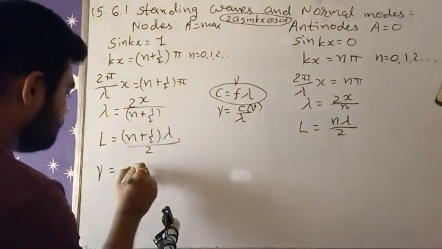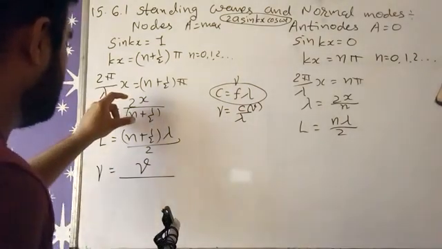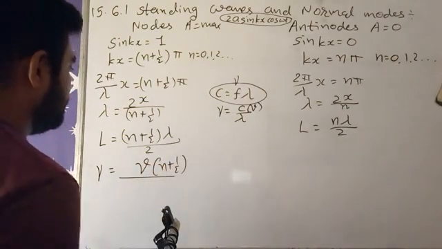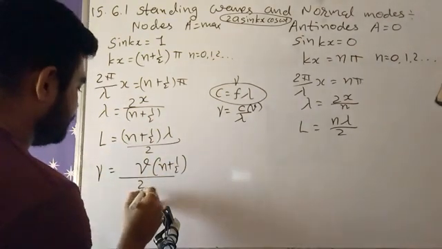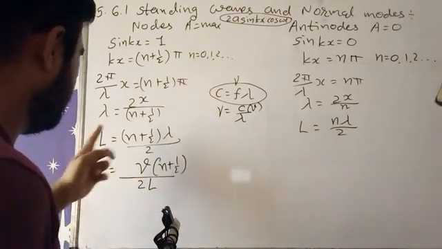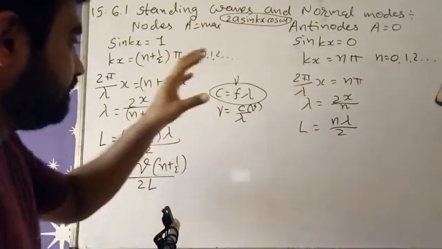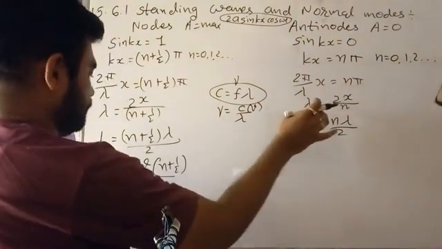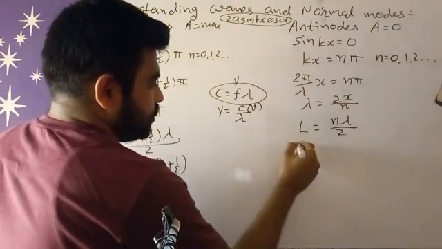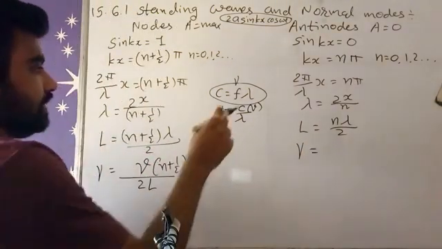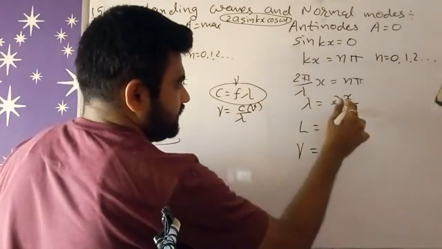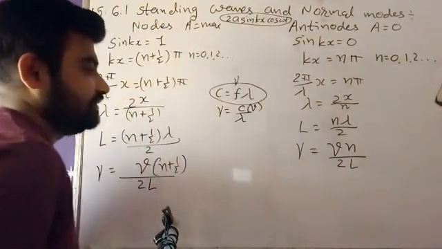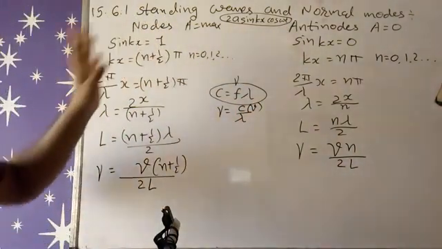Here it is V upon lambda. Now lambda comes upside, so (n plus 1) by 2, and this comes downward, so 2 into L. So this is the whole equation of frequency. For this, again, this is our lambda, right? Again nu is equal to V upon lambda, so V into n upon 2 into L. So this is the frequency for antinodes, and that is the frequency for nodes.